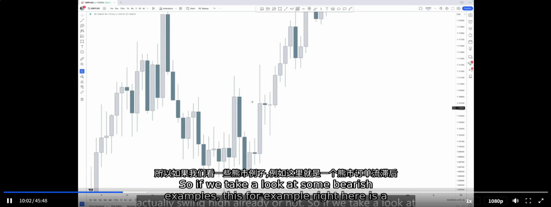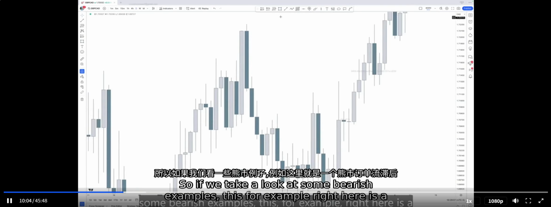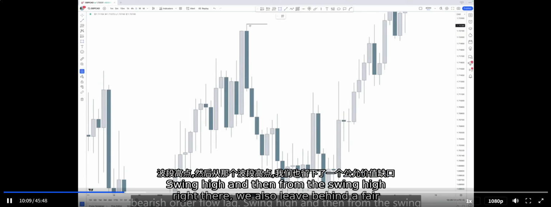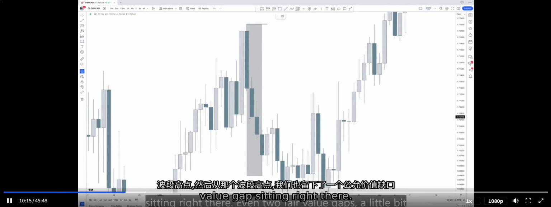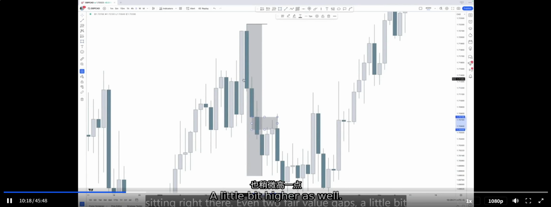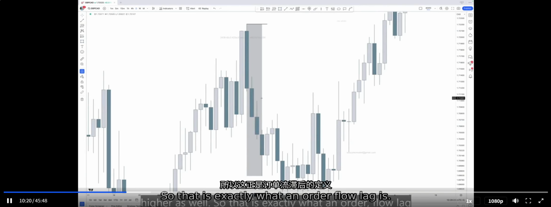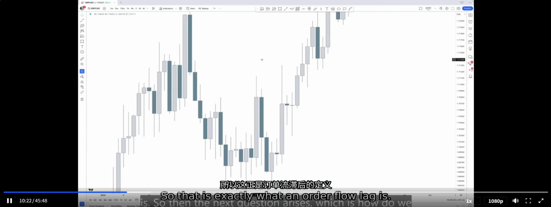So if we take a look at some bearish examples, this, for example, right here is a bearish order flow leg. Swing high, and then from the swing high right there, we also leave behind a fair value gap sitting right there, even two fair value gaps a little bit higher as well. So that is exactly what an order flow leg is.